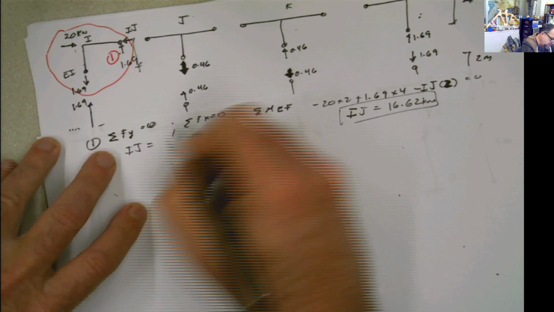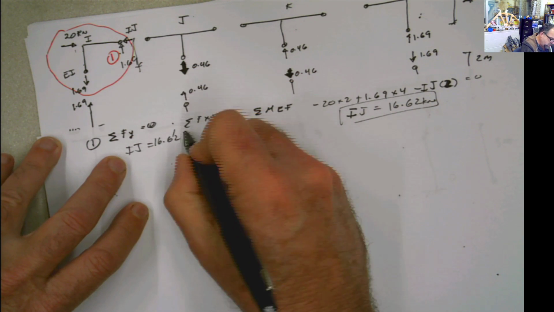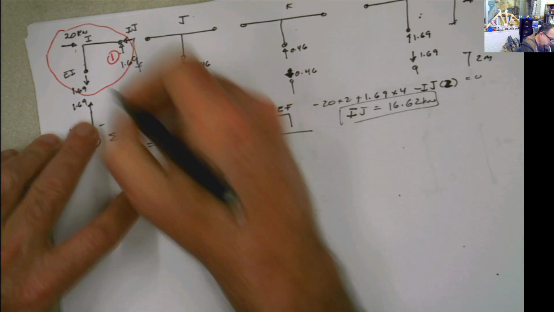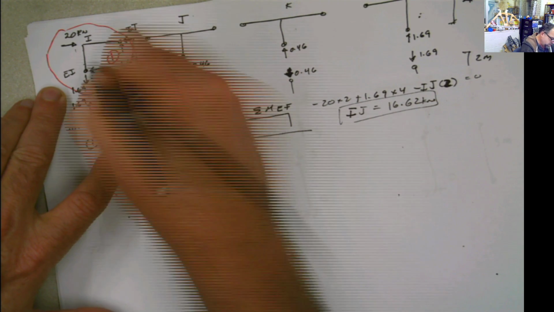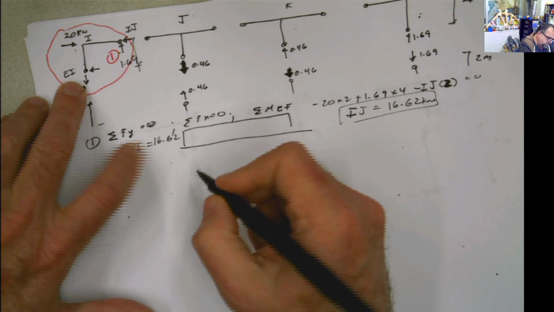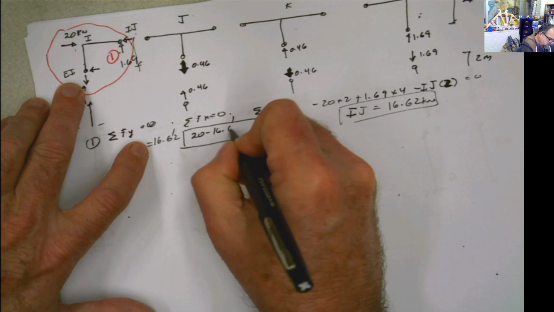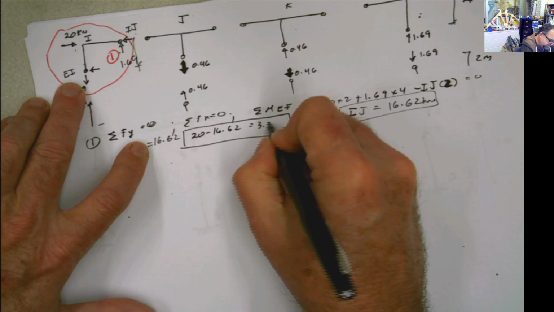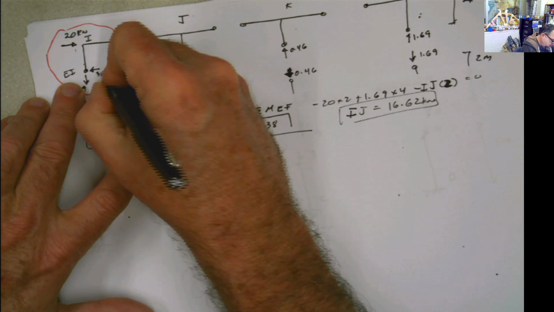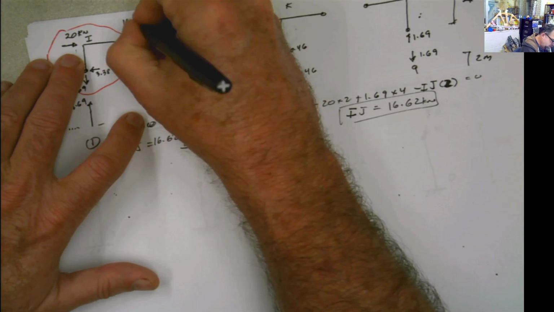16.62 in the same direction, so that assumption was correct. Now we can do summation of forces in x equals 0. If I do summation of forces in x equals 0 here, I can find this other force, which is going to be 20 minus 20 minus 16.62. That's the only thing that I have, and that's 3.38. So now I have that 3.38. There you go, and ij is 16.62.